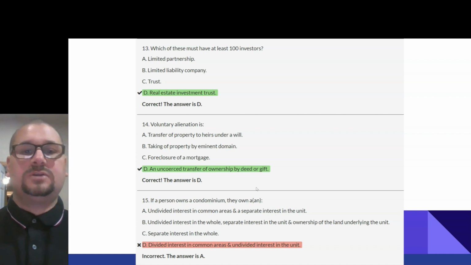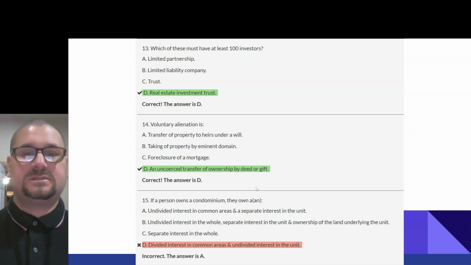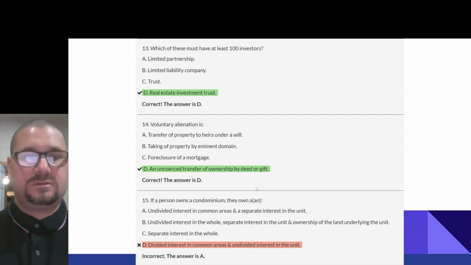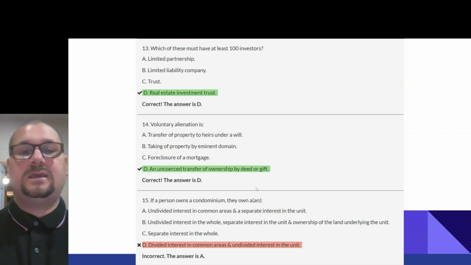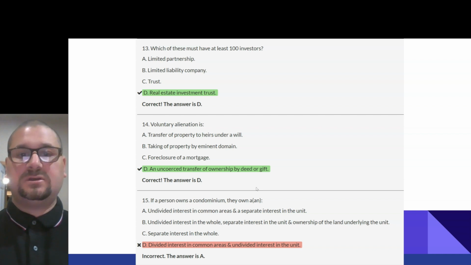If a person owns a condominium, they own a what? An undivided interest in common areas and separate interest in the unit, right? So if a person owns a condominium, they own an undivided interest in common areas and a separate interest in the unit, right? Again, undivided interest in common areas, so a common area is undivided, and a separate interest in the unit. So if a person owns a condo, that's how they hold title.